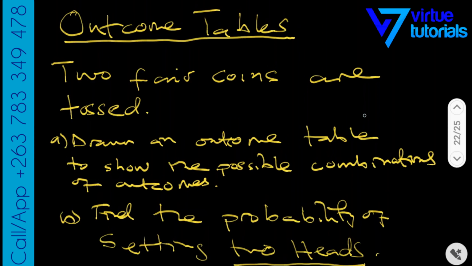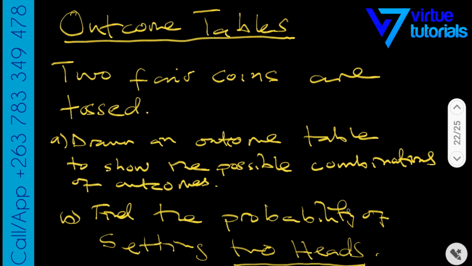Okay, so let's look at outcome tables. We're going to look at two examples to demonstrate how you can draw an outcome table and how you can use it to calculate probabilities. So the first one is: two fair coins are tossed. The first thing is draw an outcome table to show the possible combinations of the outcomes.